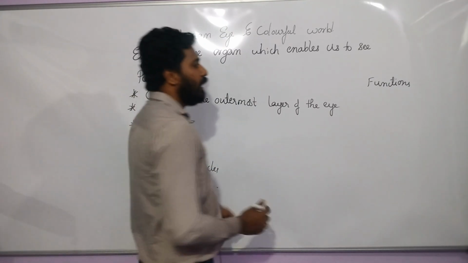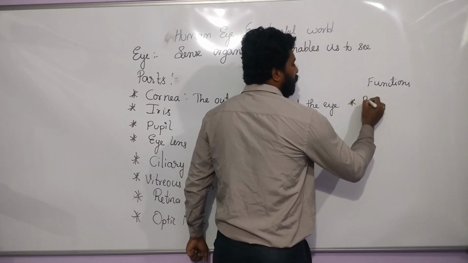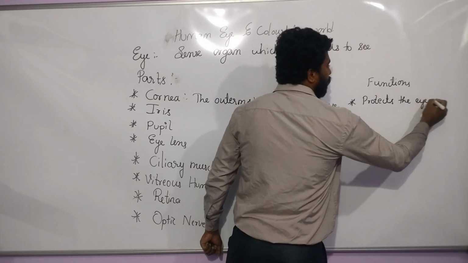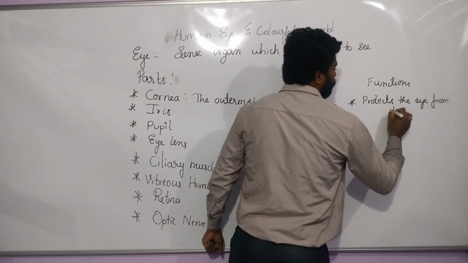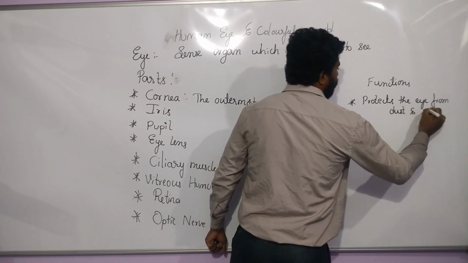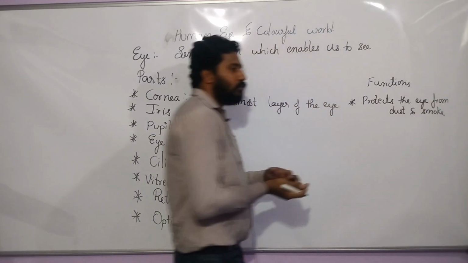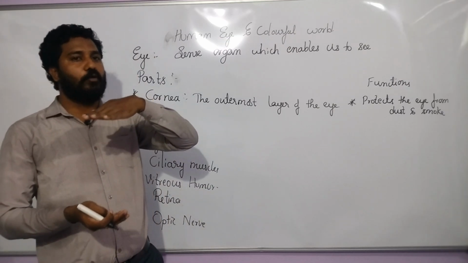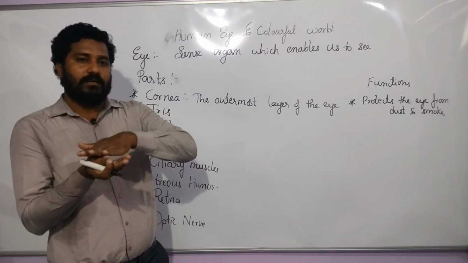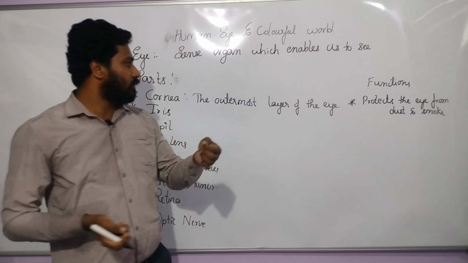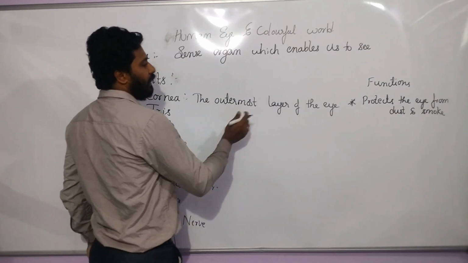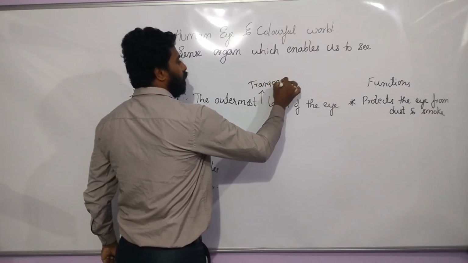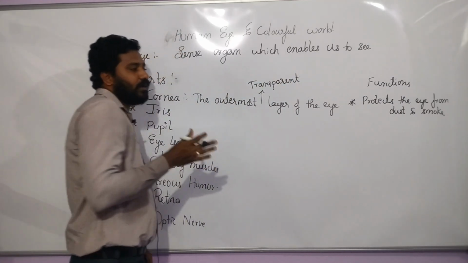The function is that it protects the eye. It protects the eye from dust and smoke. If you want to know what cornea means, it is the thin transparent layer of the eye, the outermost transparent layer of the eye. You can add transparent here.